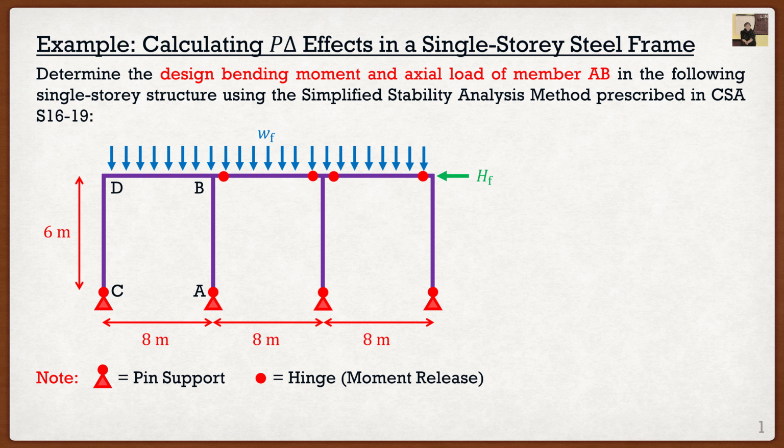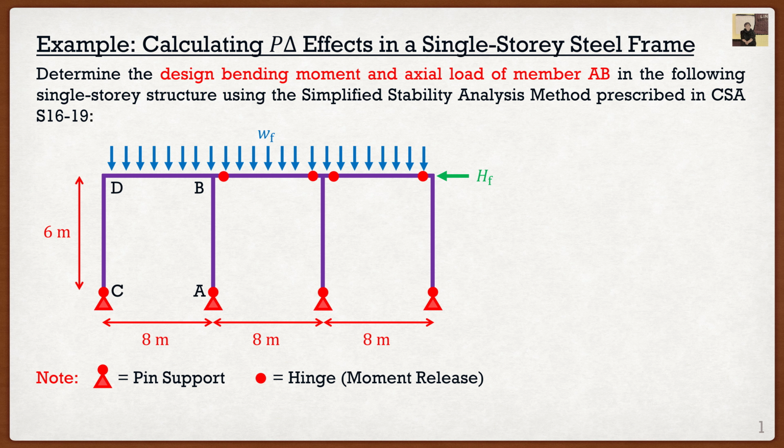Alrighty, so looking at this example, it says determine the design bending moment and axial load of member AB in the following single-story structure using the simplified stability analysis method prescribed in CSA S16. So if we look at this, it's a pretty standard steel frame. We have 3 bays, and it should be noted that only that very left-hand bay is a moment-resisting frame.